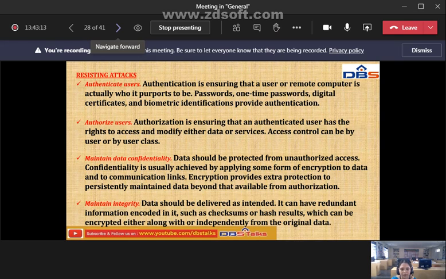That redundant data must be encoded to the original data, such as checksums or hash results, which can be encrypted either along with or independently from the original data. So by using checksums or hash results, we encrypt the original data by adding some information to it. That is the meaning of maintain integrity.